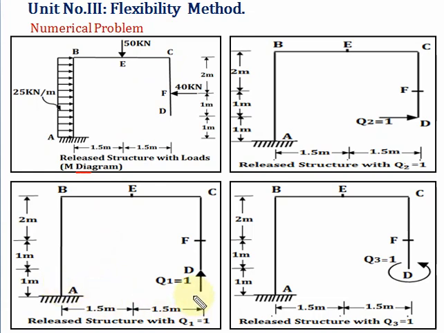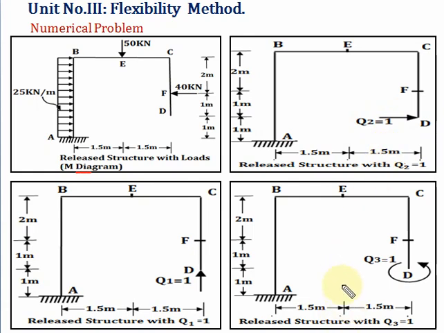Okay, and our first unknown is the vertical reaction at D, that is Q1. So we apply Q1 equal to 1. That means we apply the unit force at D in vertical direction. Then figure number 3 is nothing but again the released structure. Our second unknown is the horizontal reaction at D, that is Q2. There we have applied the horizontal unit force in the horizontal direction.